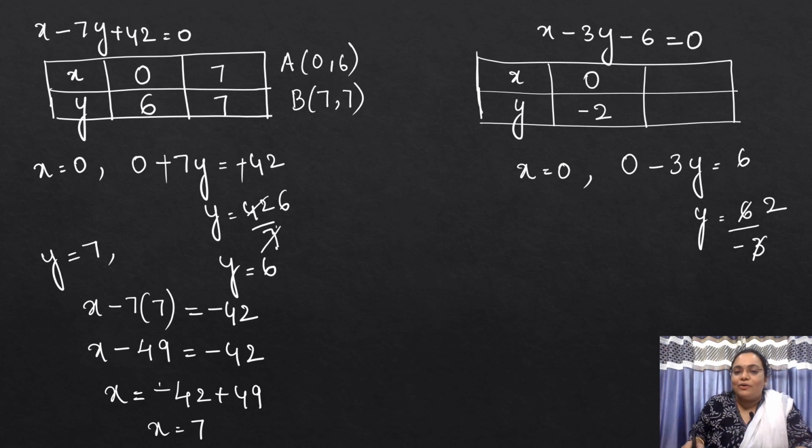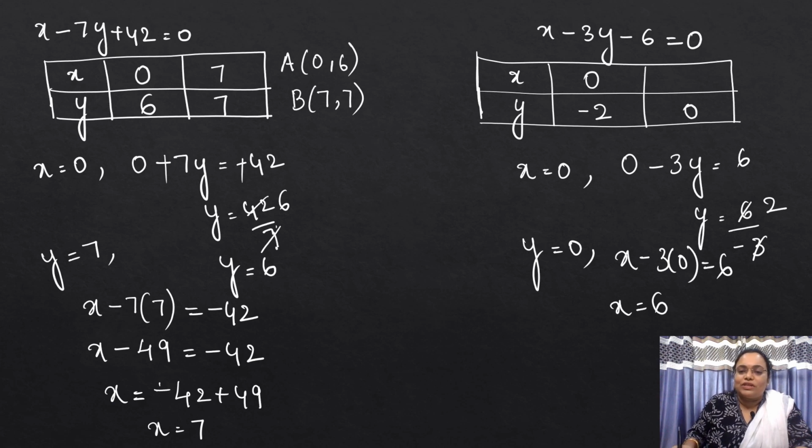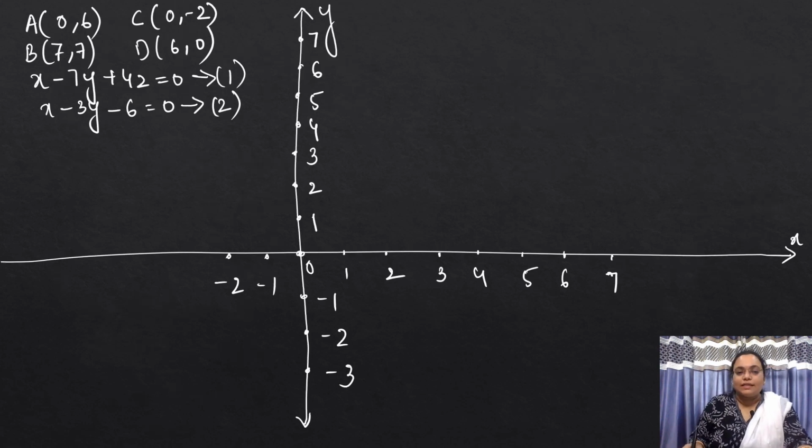And if you take y is equal to 0, which is x minus 3 of 0 is equal to 6, so x is equal to 6. So if you take y is equal to 0, you will get x is equal to 6. Now take the points as C (0, minus 2) and D of (6, 0). Okay, so let us plot the graph.